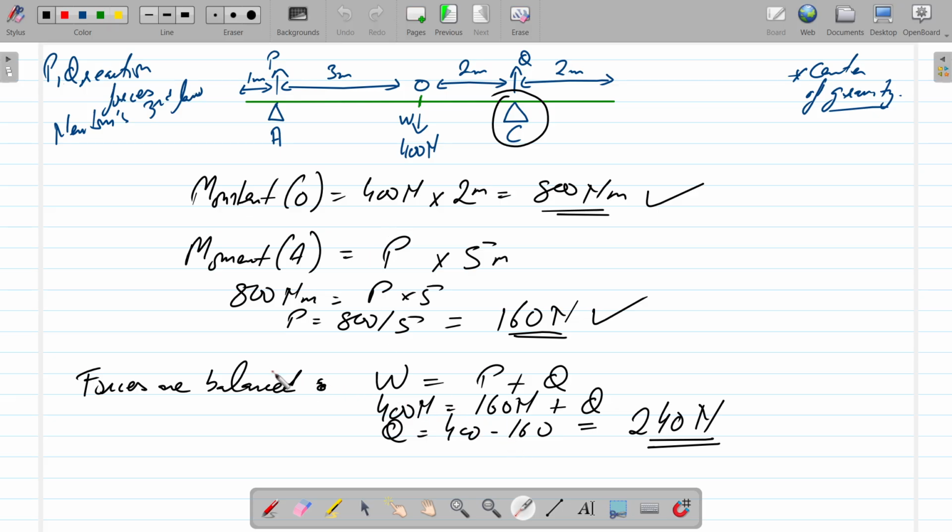Yeah. So okay, now we talked about Newton's third law. The total downward force should be equal to the total upward force because it's balanced. So we know that the weight in total is 400 newtons. We found out the upward force at point P, which is 160. So that means whatever the value at Q is, Q plus P should be equal to 400 newtons. We know what P is. That's 160. We get Q: 400 minus 160 gives us 240.